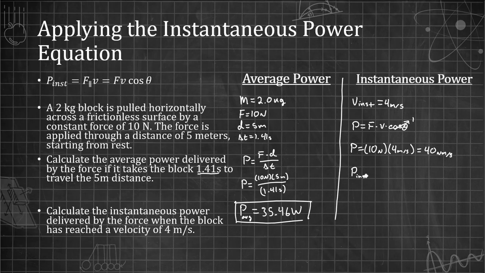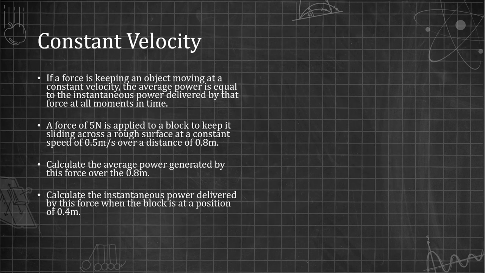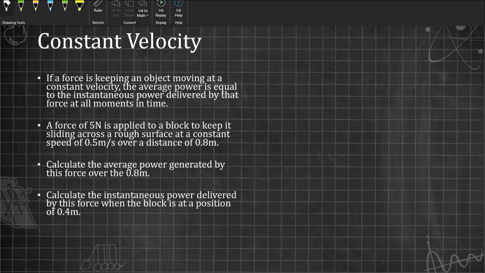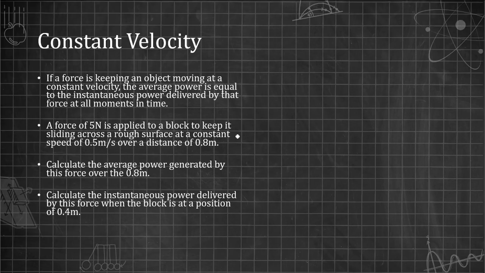So we see the average power exerted over this distance is not equal to the instantaneous power at this particular point in time, and it won't be equal to the instantaneous power at several points in time. This is very similar to how the average velocity and the instantaneous velocity don't always line up during accelerated motion. But if we remember that the instantaneous and average velocity do equal each other if the object is moving at a constant velocity, we get the same type of rule here for instantaneous and average power.